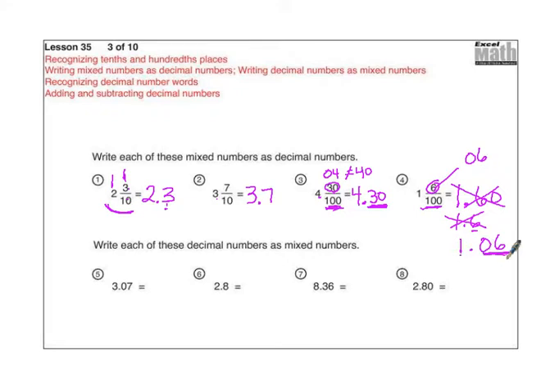Now we're going to go in reverse. Here's 3.07. We're going to change this back into a mixed number.